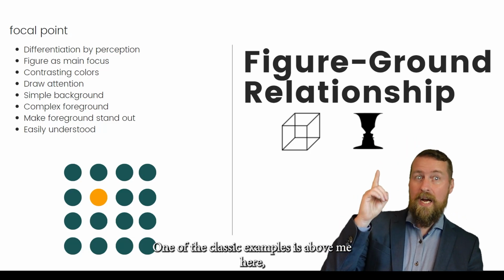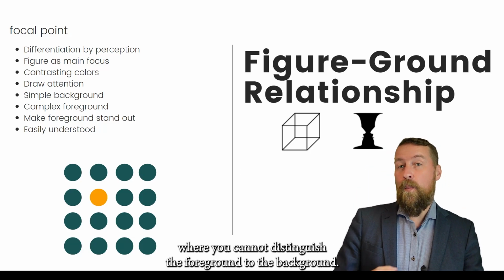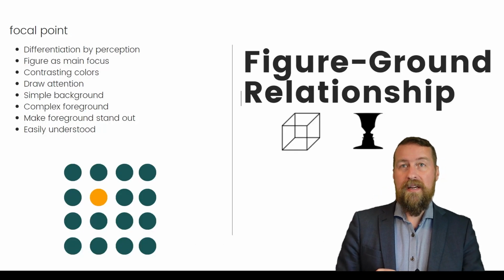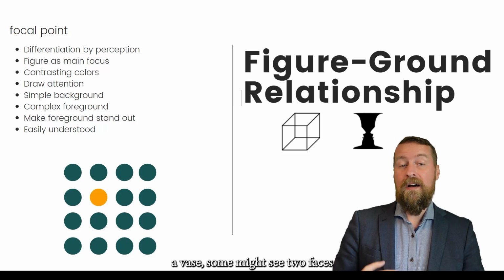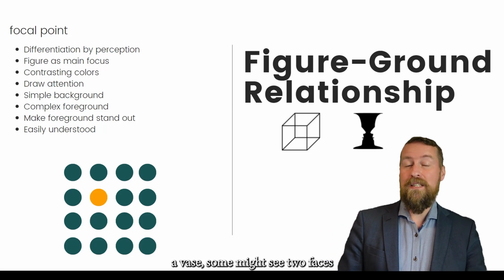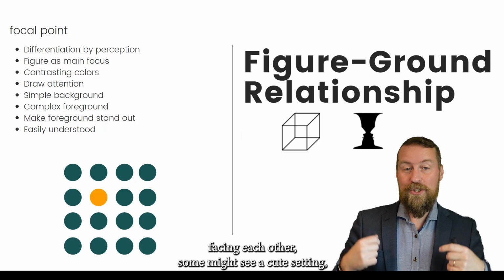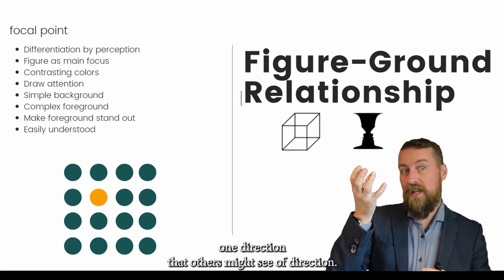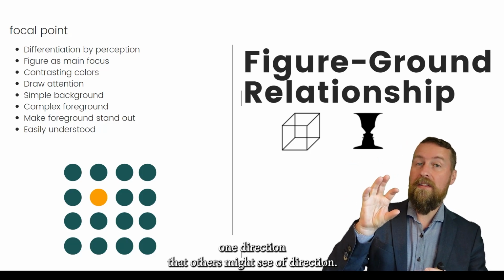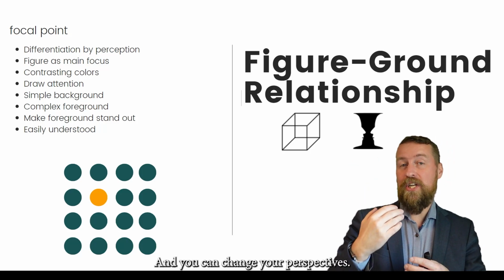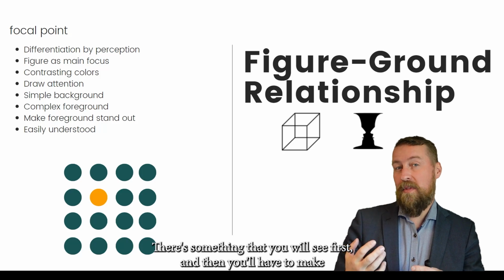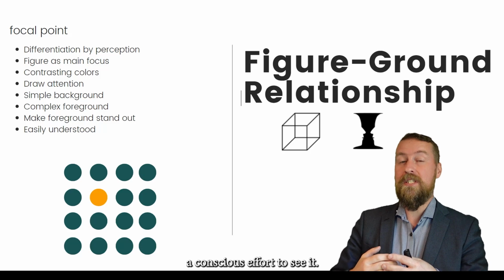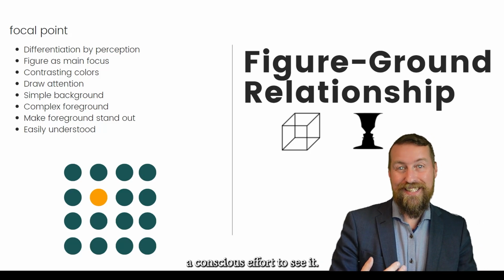One of the classic examples is above me here, where you cannot distinguish the foreground and the background. Some might see a vase, some might see two faces facing each other, some might see a cube turning one direction, and others might see it another direction. And you can change your perspectives. There's something that you will see first, and then you'll have to make a conscious effort to unsee it.